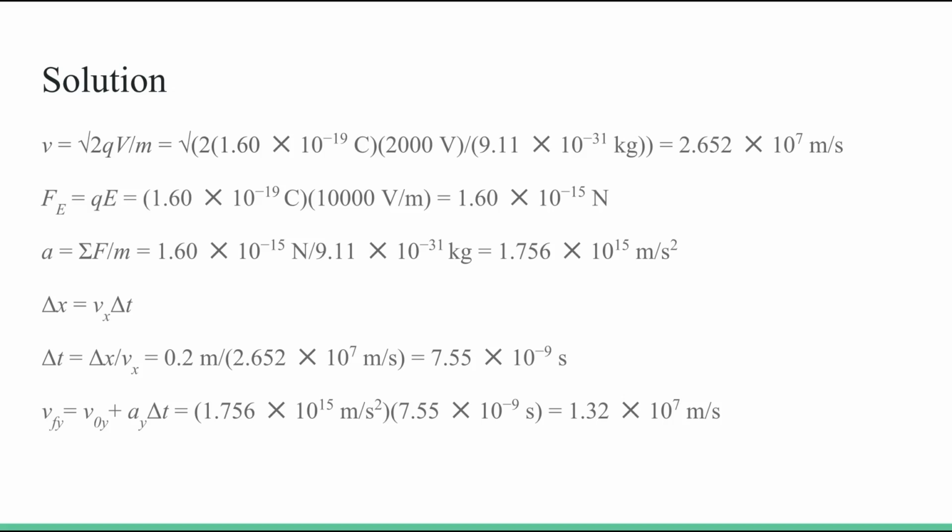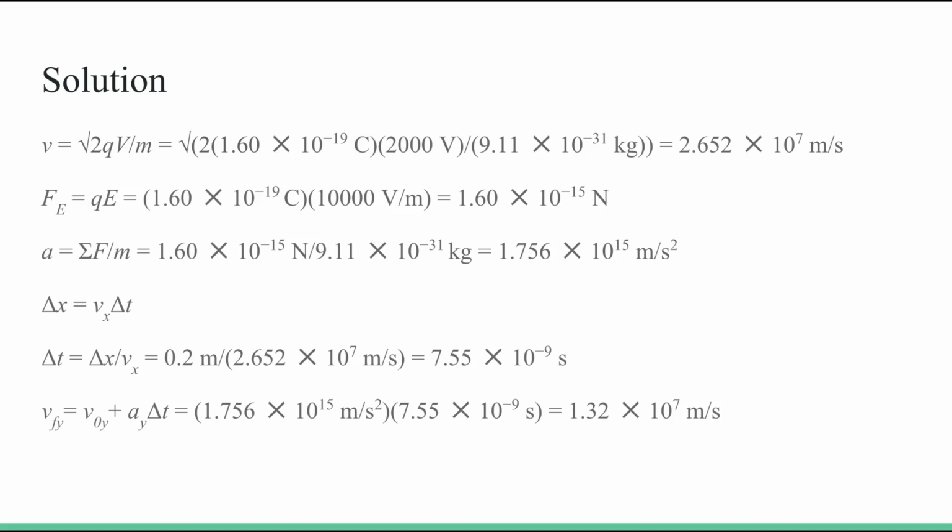Okay, so Vfy, I'm going to use Vy equals V naught plus a delta t, or at. Okay. And V naught y is 0, so that part is gone. It's launched horizontally. So we got Vfy equals a delta t. And if you substitute in the numbers, you get 1.32 times 10 to the 7 meters per second. But we only found the components. You already know the components.